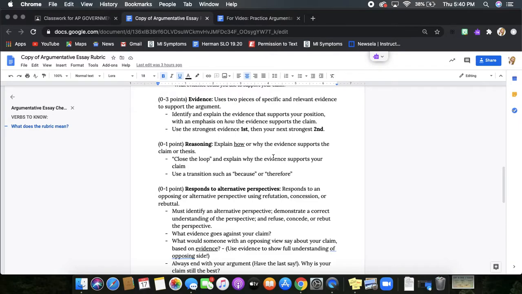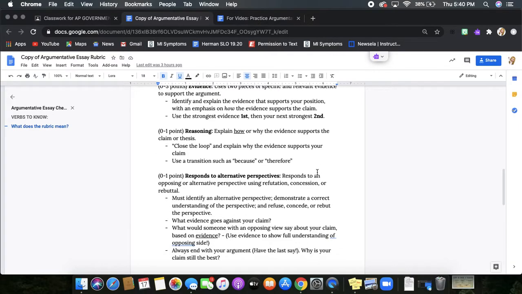Reasoning, another point, this is you explaining how or why the evidence is supporting your claim. So again, remember, close the loop, okay? Don't just end by saying the Declaration of Independence was a document sent to King George. Okay, well, that's nice information, but why does that matter in relation to talking about your thesis or the ideas that you're trying to talk about? Okay.